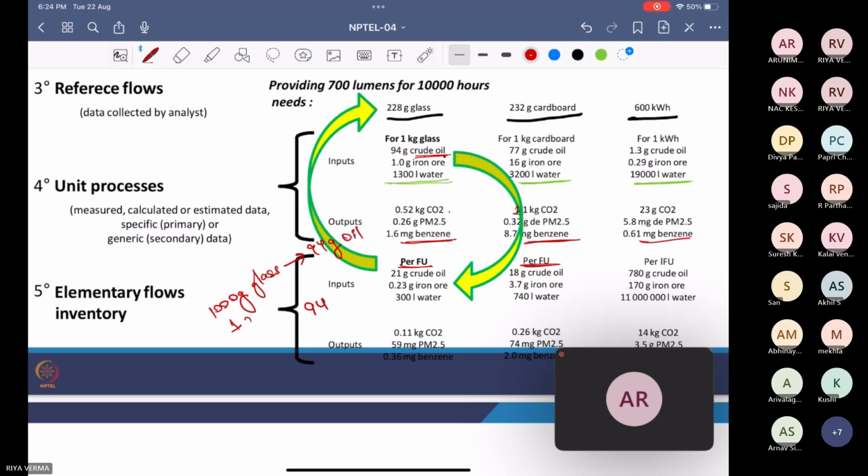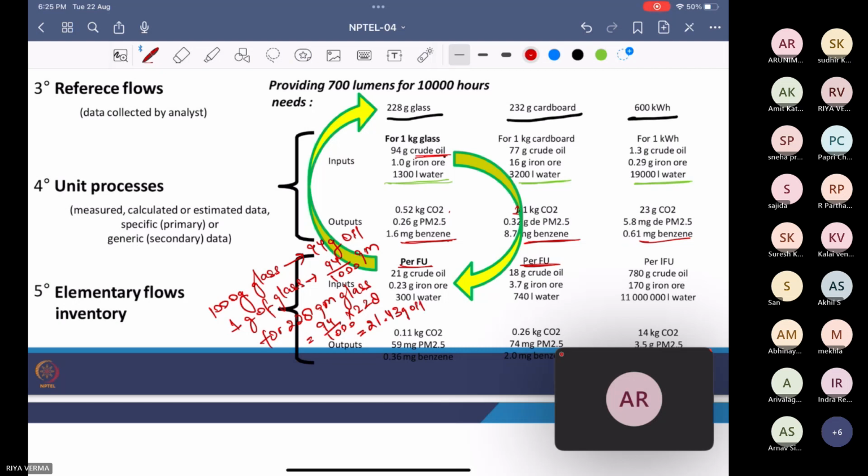So for 1 gram of glass, we'll have 94 divided by 1000 gram, right? And how much amount of glass we needed? 228 grams. So for 228 gram of glass, we'll have 94 divided by 1000 into 228, that is equal to 21.43 gram of oil.